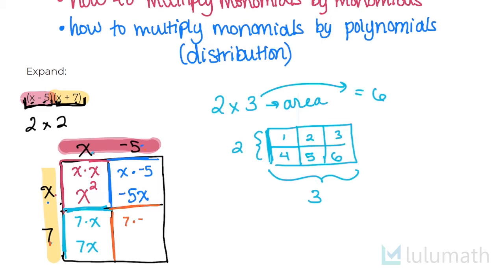So this is 7 times negative 5, which is negative 35. A quick note that the multiplication that I'm writing out up here, you don't have to write out every single time. I'm just showing you where these values are coming from.